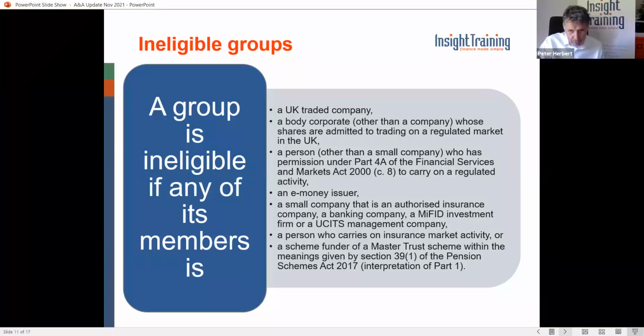So the way it would have worked pre-accounting periods beginning on or after 1 Jan 21, where you had a UK sub of a German listed parent, you would not be able to apply Section 1A in that entity in the UK. You now would, although of course that individual sub would still need to be audited. It would be able to avail itself of the Section 1A regime because it does not meet the definition of any of the points on this slide, and therefore it would be in scope for Section 1A.